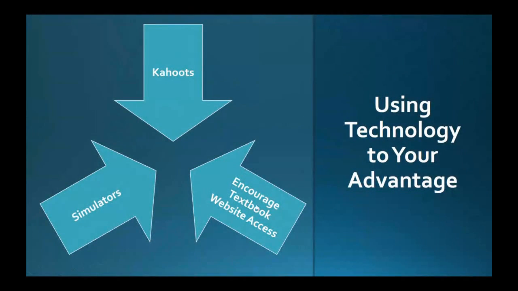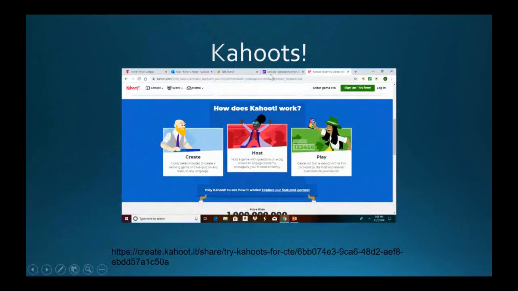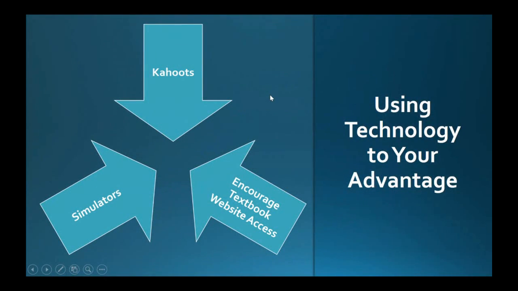All right, so other ones, using technology to your advantage. So I have Kahoots on here, simulators if they have them, and encouraging those textbook website accesses. A lot of the textbooks have games or some form of interactive tool that they can use to better understand terminology or anatomy or physics, depending on what they're going through. But the Evolve has a ton of resources for students, even if it's just extra pictures that they can go through. That's okay. So that's helpful.